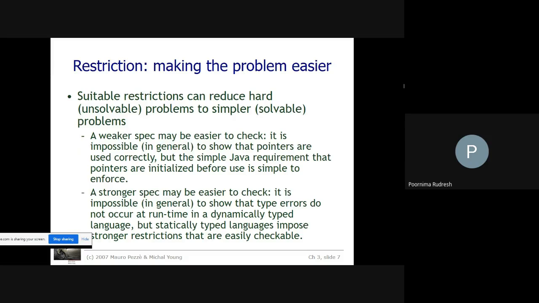And let us consider this one. A weaker specification may be easier to check. In general we say that it is hard to show that pointers are not used correctly, but the simple Java requirement that pointers are initialized before use is simple to enforce.